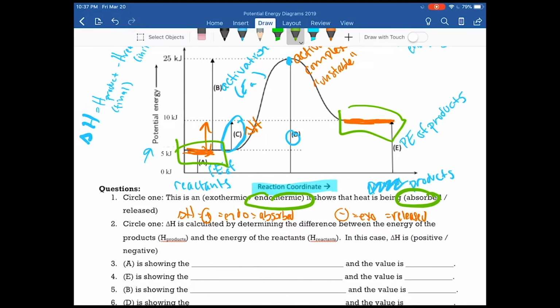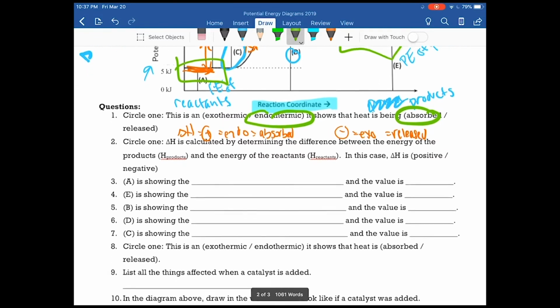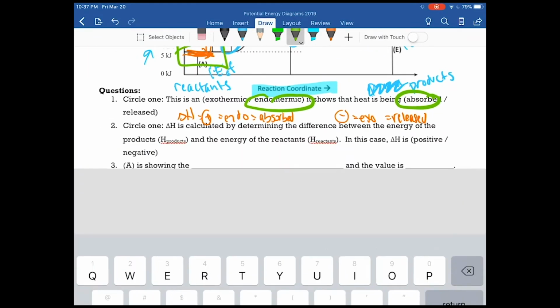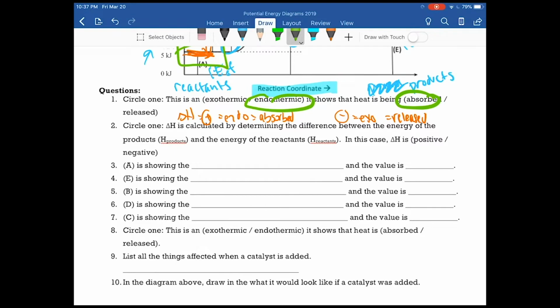All endothermic potential energy diagrams will look the same shape-wise. The numbers may be a little bit different, but you will always end higher than where you start in an endothermic reaction. Okay, so key terms. Endothermic, you're ending higher than you started, and the heat is being absorbed. Okay. So looking at number 2, we essentially already answered it.